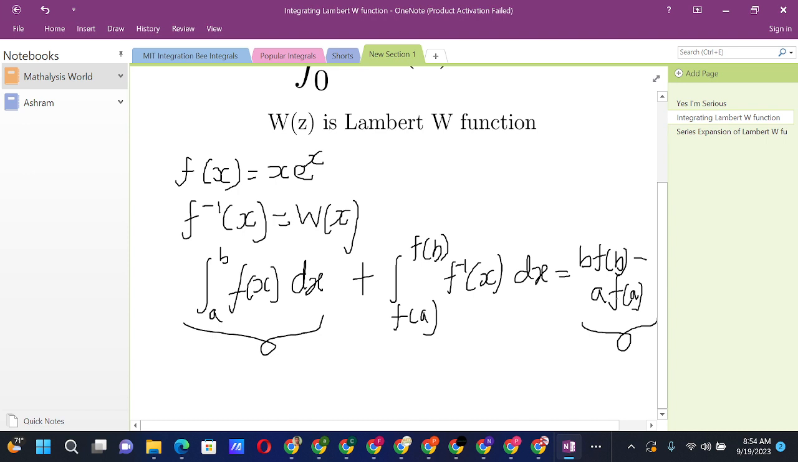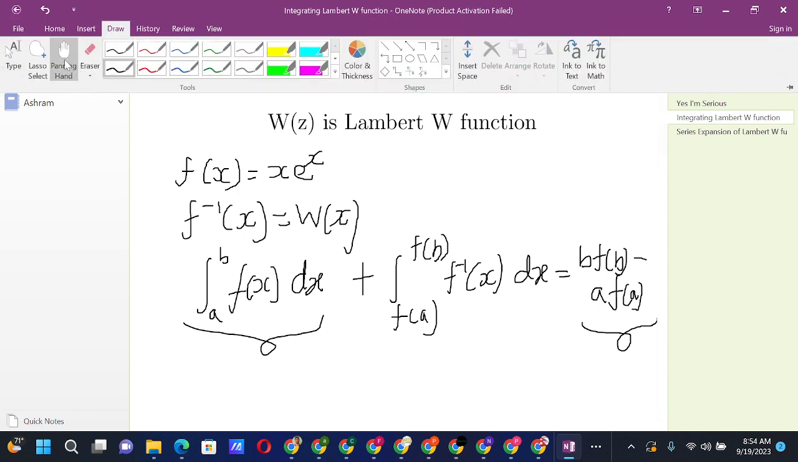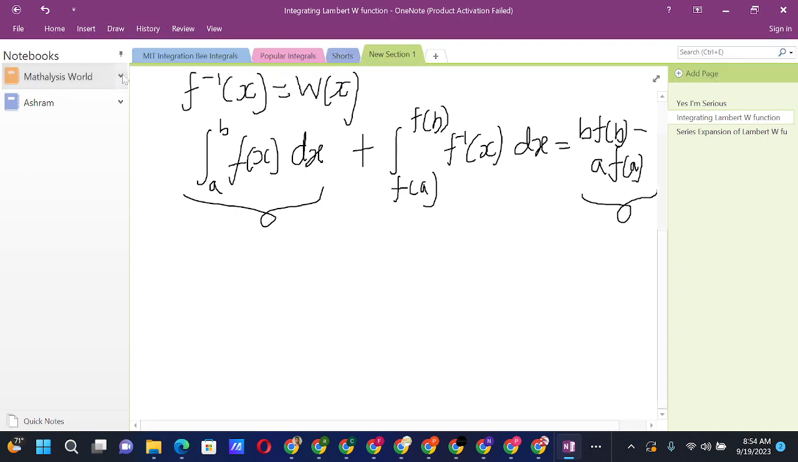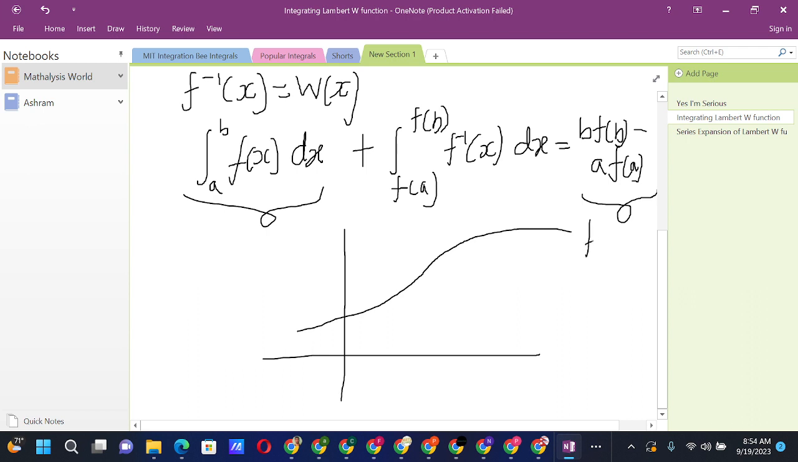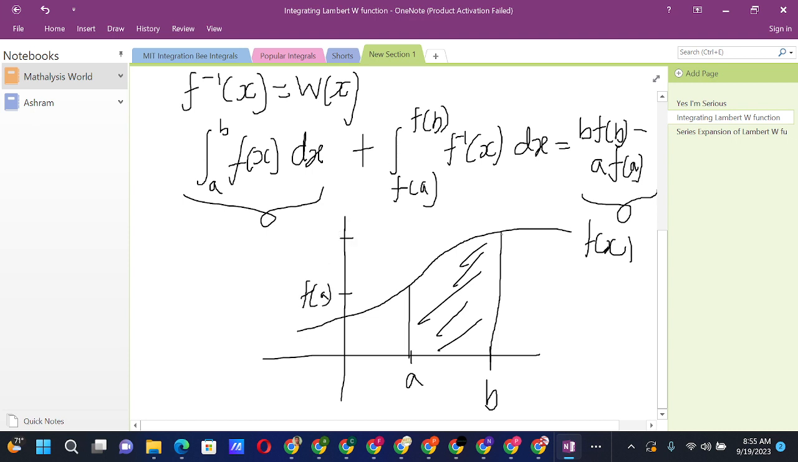And first, to see why this is actually true, you can follow a geometric approach. Let's say we have a function f of x like this, and its integral from a to b will be just this area. And its inverse integral from f of a to f of b: here we have f of a, corresponding to this value, and f of b over here.